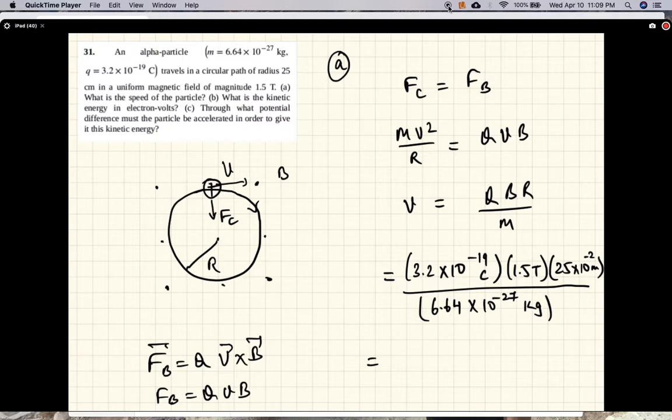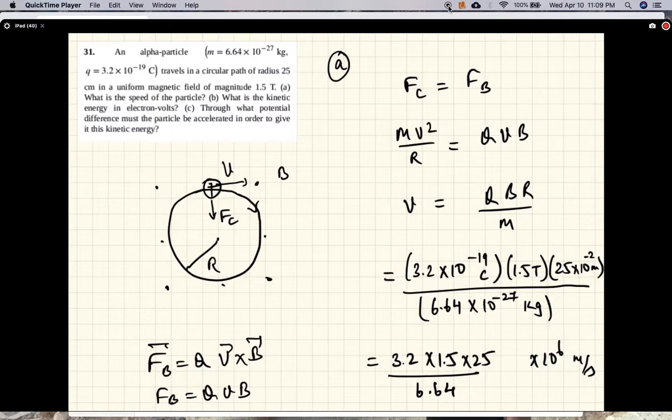Alright, so as always, let's take care of the powers of 10 first. This is 10 to the minus 21. When this comes to the top, that becomes 10 to the plus 27. 27 minus 21 is 10 to the 6. This is velocity, so it'll be meters per second. And the other factors are 3.2 times 1.5 times 25 divided by 6.64.